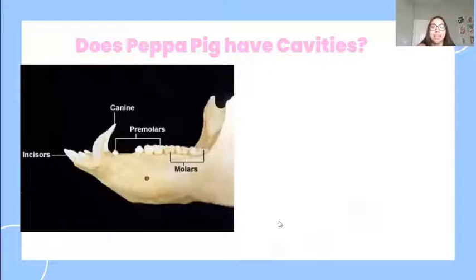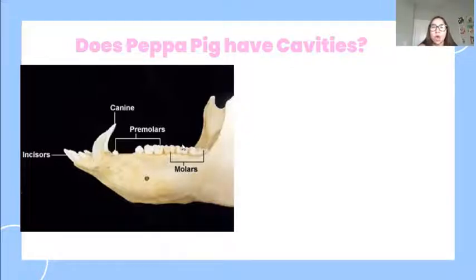Now, Peppa has come to the dentist today to determine if she has any cavities. Now, let's go ahead and take a look. Omnivores such as Peppa, who eat both plants and meat, have broad, flat molars, which are seen here. And here are the premolars.